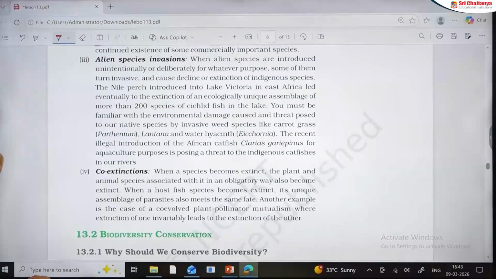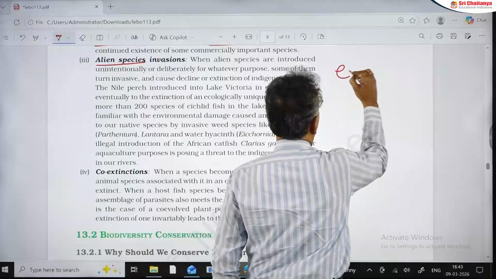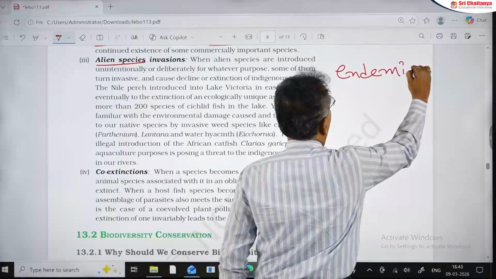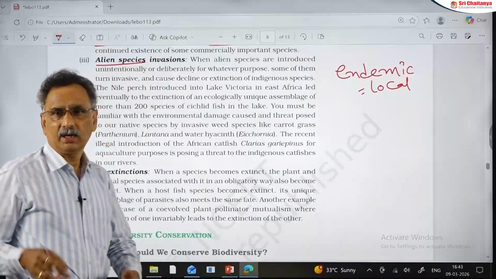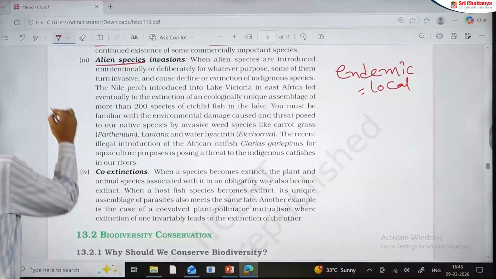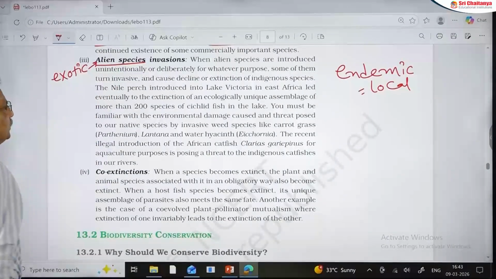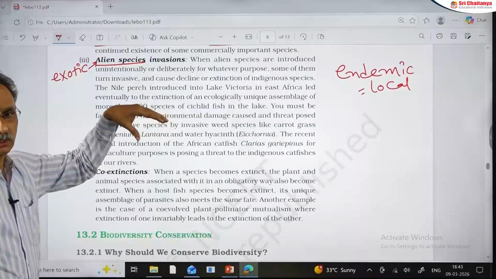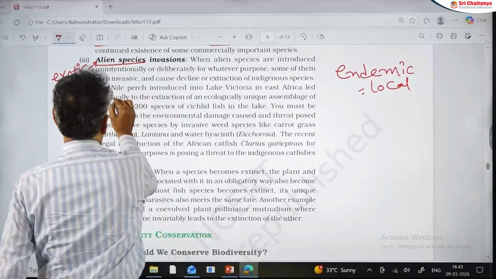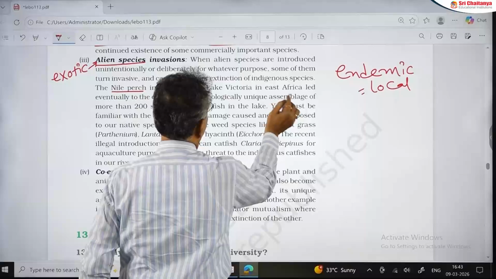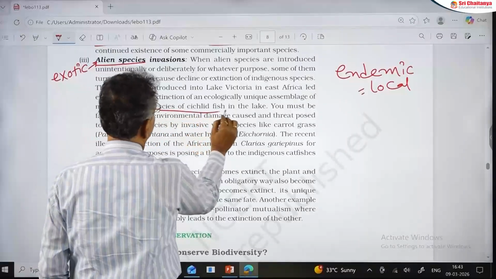Alien species invasion. Here you can take two words: endemic. Endemic is nothing but local species, meaning they evolved there and they are surviving there only. But alien species, you may also call exotic species, are the ones introduced into some other area, of course by human beings. So the Nile perch introduced into Lake Victoria in East Africa led to the extinction of more than 2000 species of cichlid fish in the lake, right?